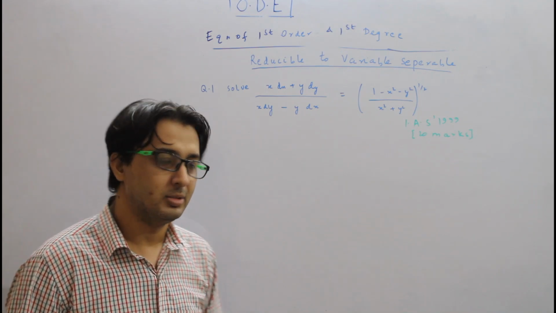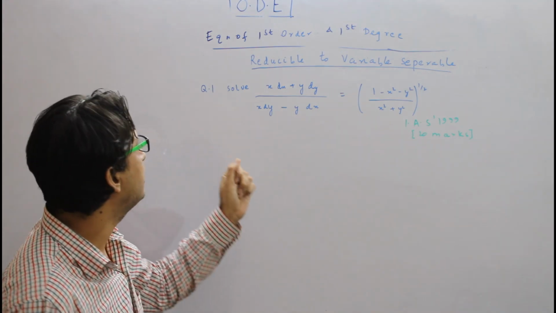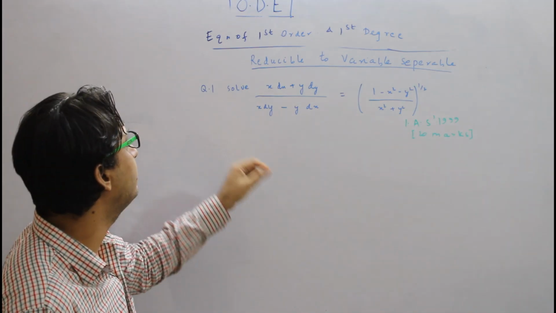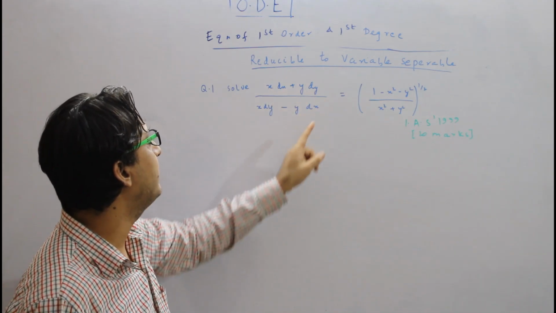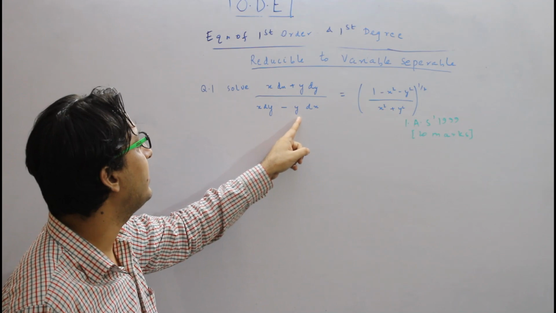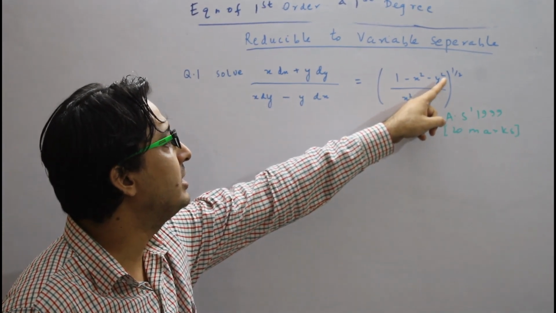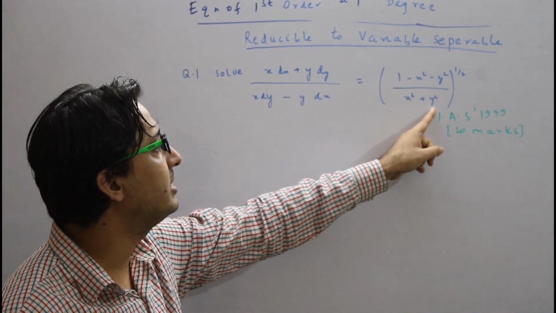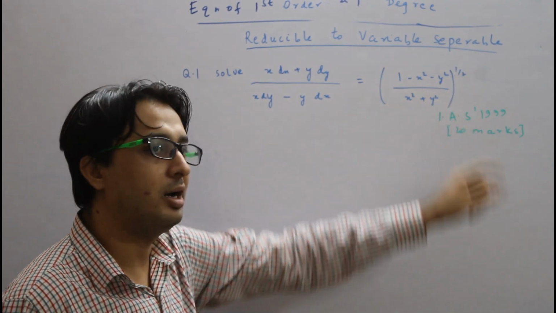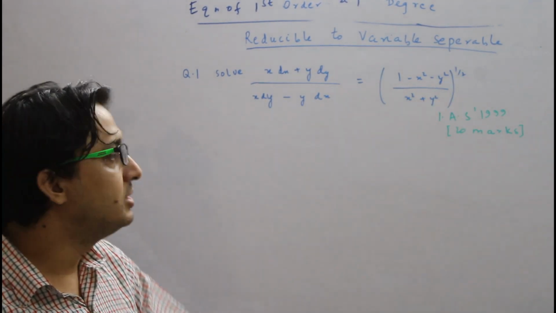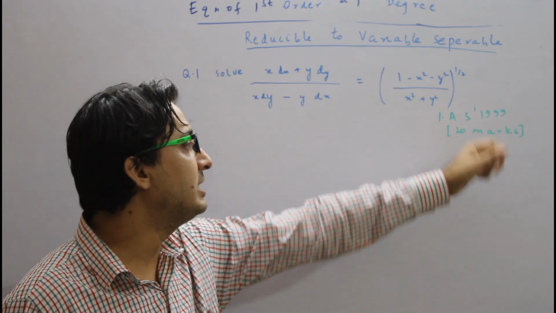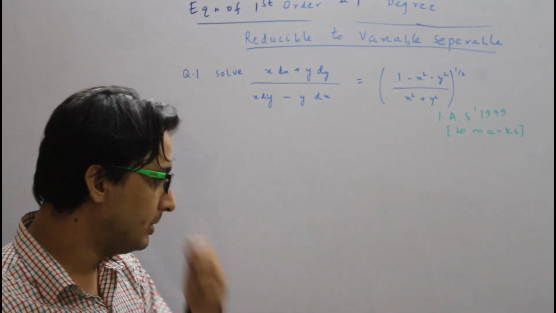So this is the question, and it reads: solve (x dx plus y dy) divided by (x dy minus y dx) is equal to (1 minus x square minus y square) divided by (x square plus y square), the whole to the power half. This question was asked in the Civil Services IFoS examination 1999 for 20 marks.